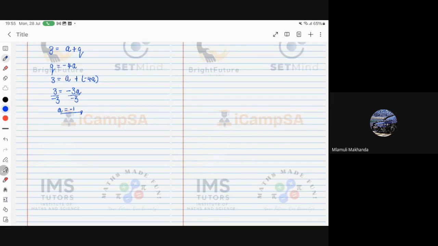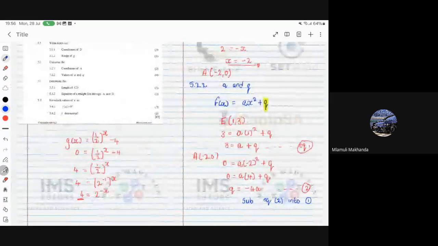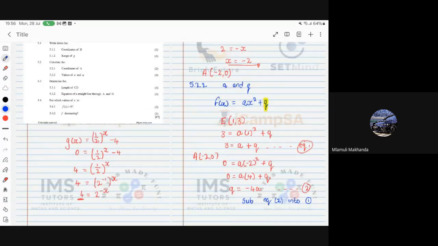What we can do right now, since we are asked to find the value of q, is simply substitute the value of a, which is minus 1, back in order to find q. So q is equal to 4. We have solved for the values of a and q, and it's 4 marks, since we used the simultaneous equations and everything. Okay, then let's move on.